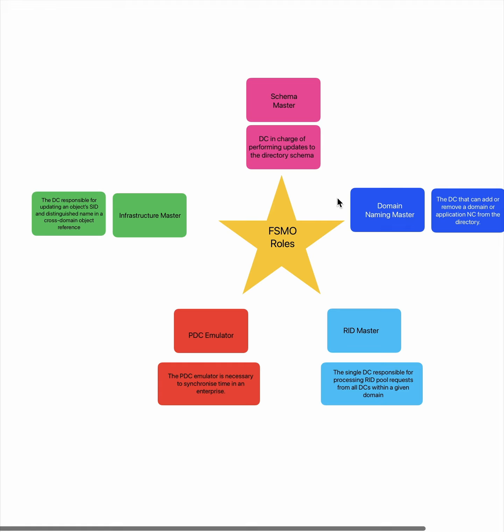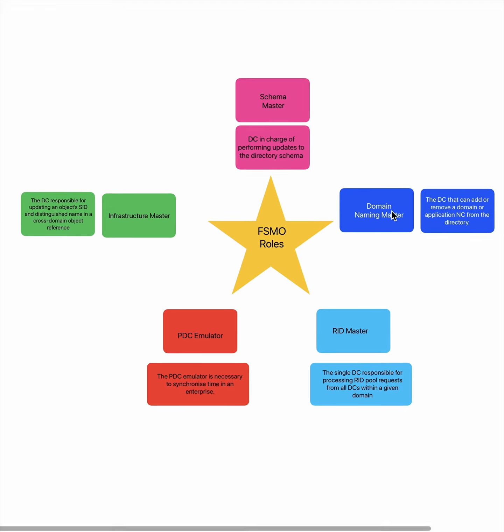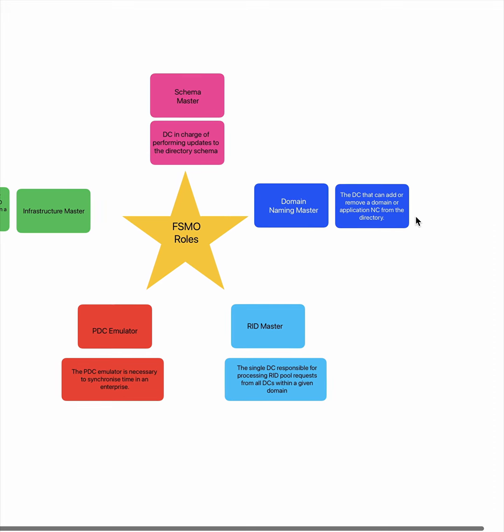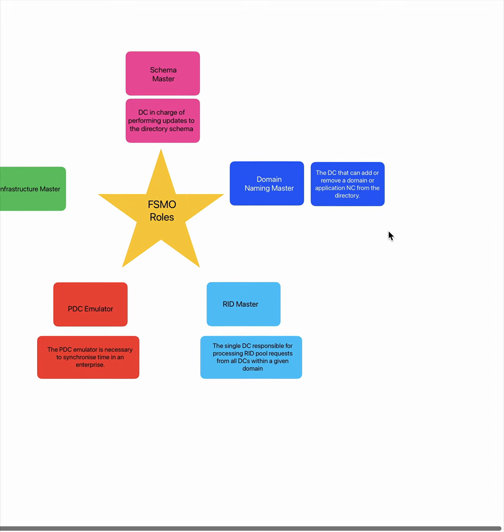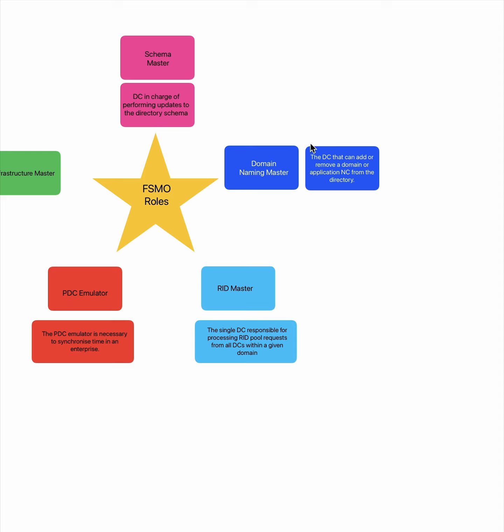Now, what do these roles actually do? What do they even mean? Well, if we start off with D in the acronym DRIPS, the domain naming master, this is the domain controller which can add or remove a domain or application NC from the directory. So that's the first FSMO role.